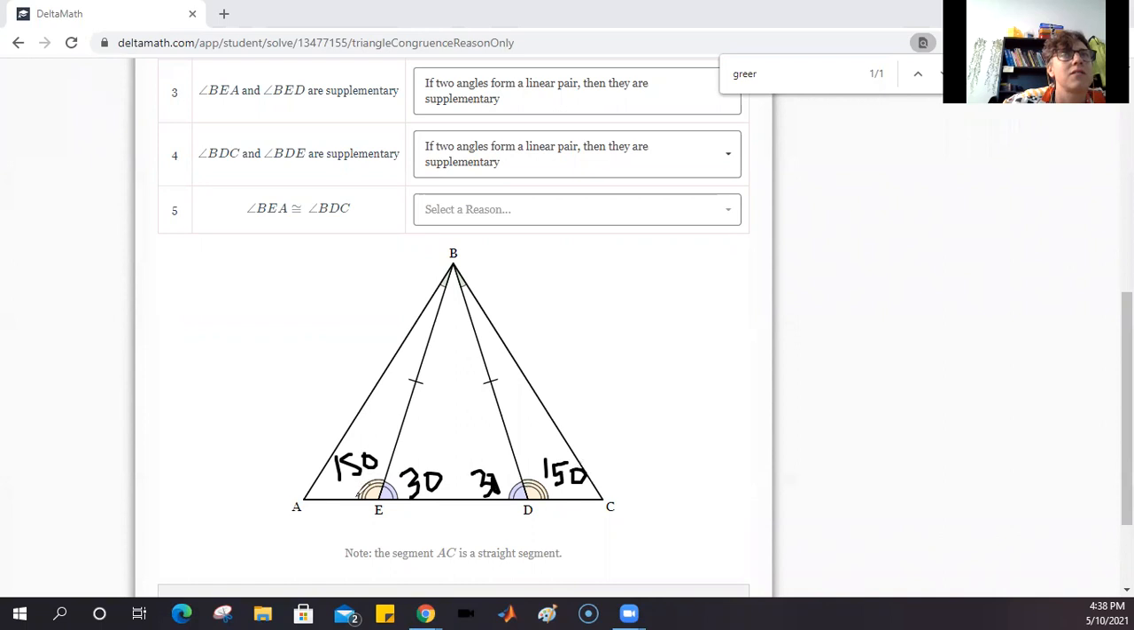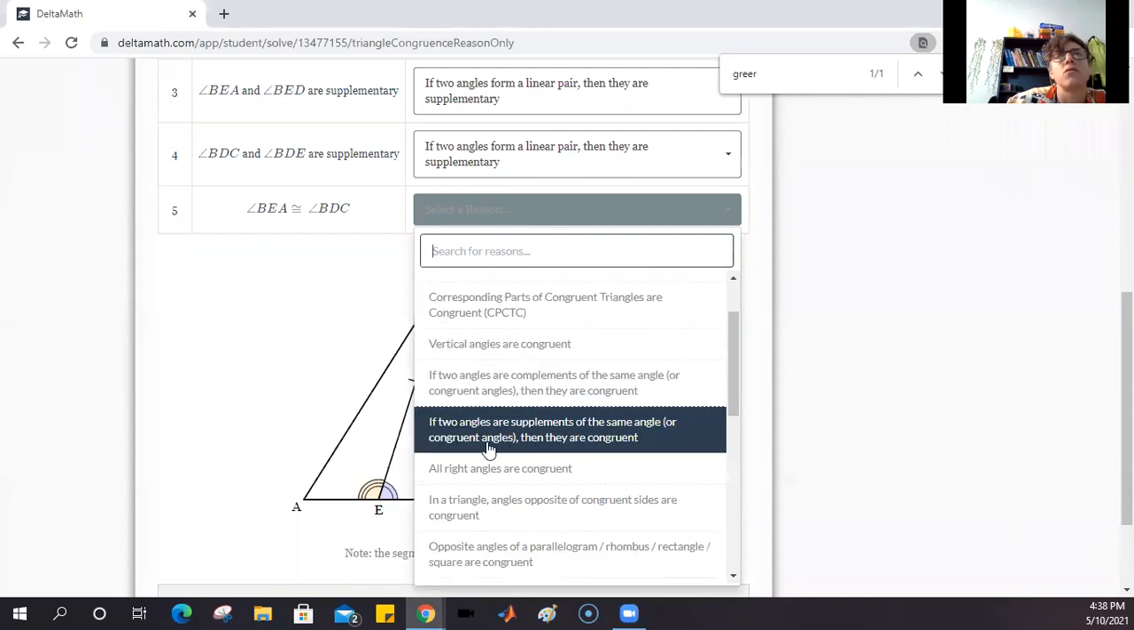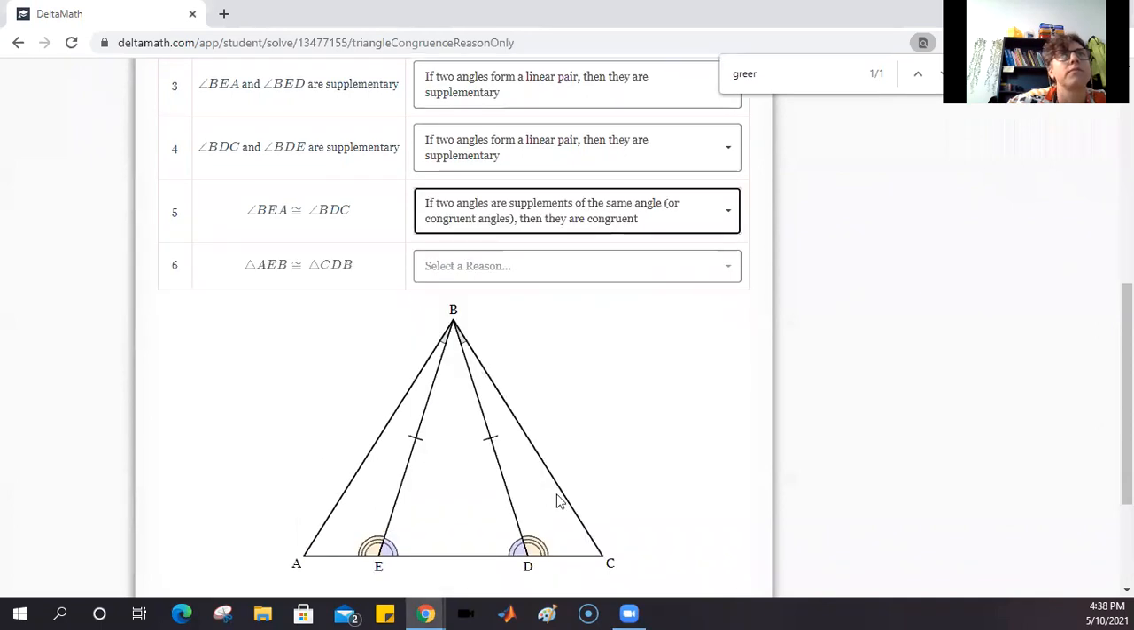So since these angles BEA and BDC, the orange angles with the three lines, since they're both supplementary to congruent angles, they must be congruent to each other. If two angles are supplementary to congruent angles, then those angles are congruent.